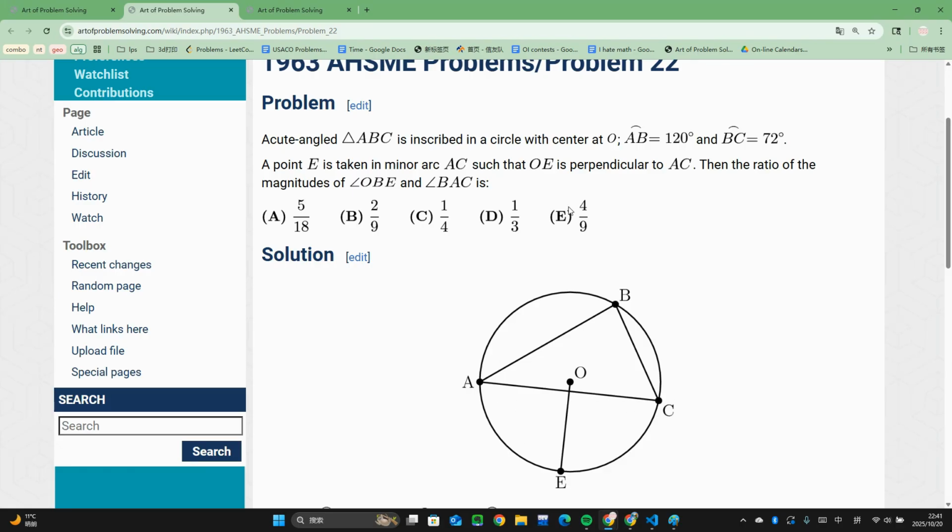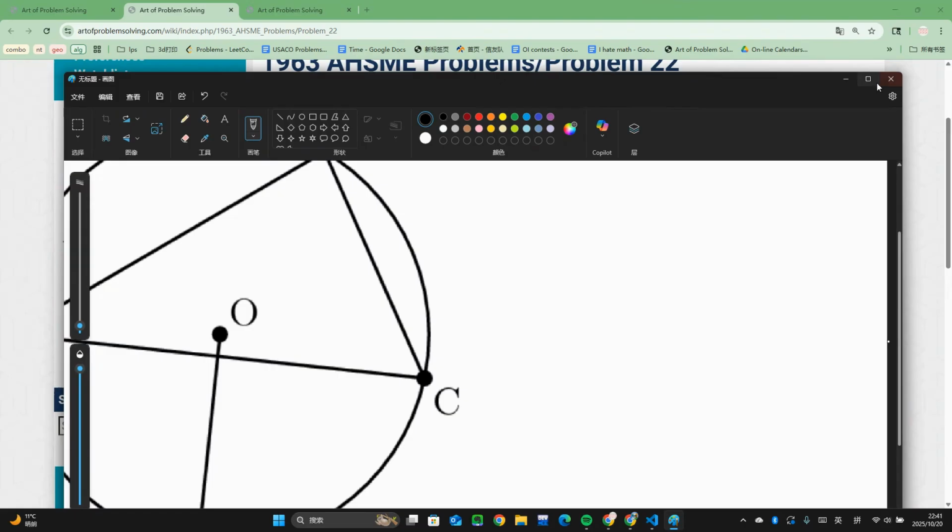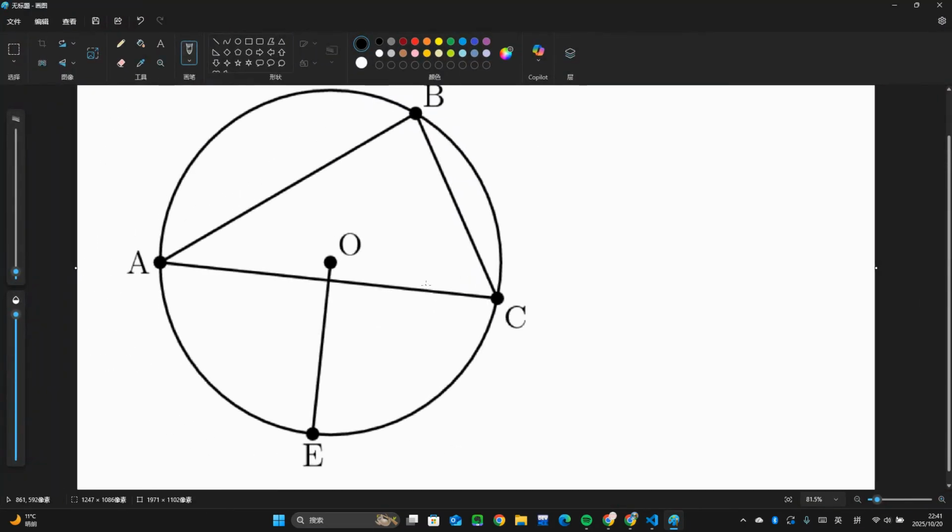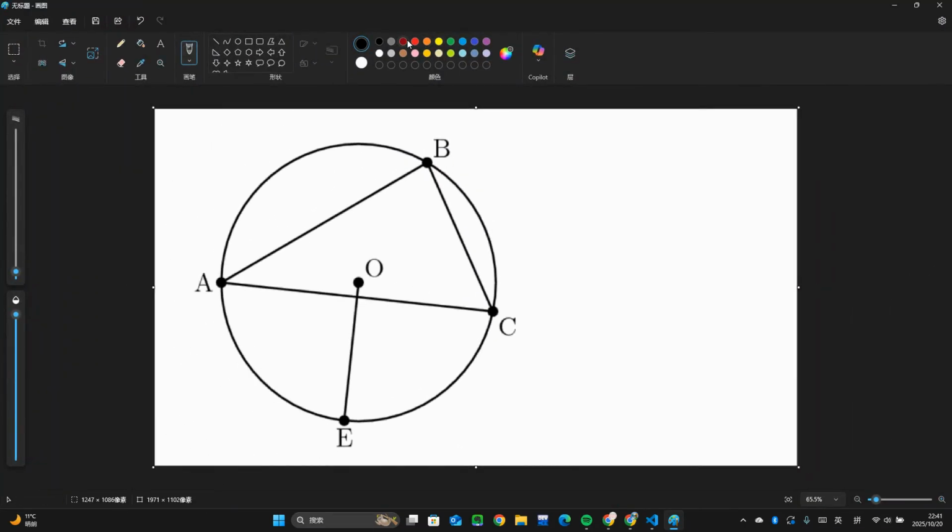So we know AC, it's given that AC is a minor arc because AB plus BC is obviously greater than 180. So the ratio of OBE and BAC, let's take a look. First of all, let's mark the angles that we're trying to find with some color. OBE, that is the first angle. The second one, I'm going to use blue, BAC. You know what? I'm just using blue for both.